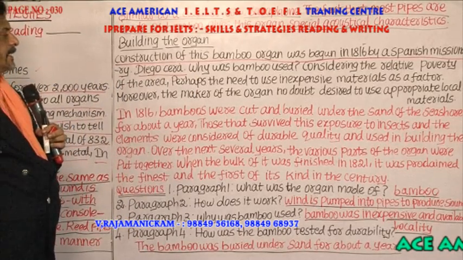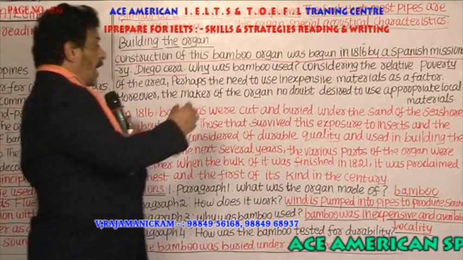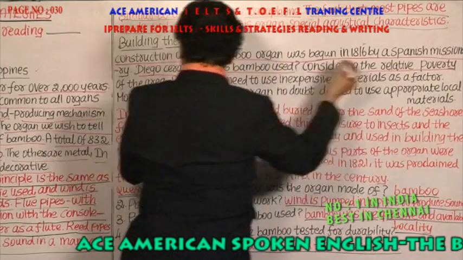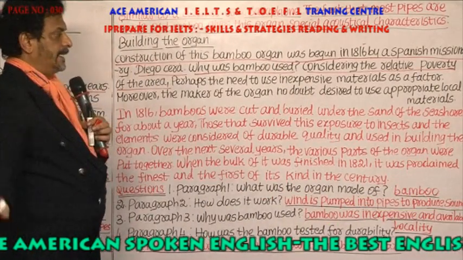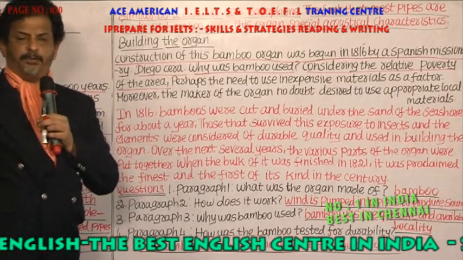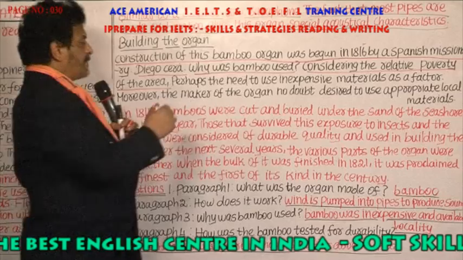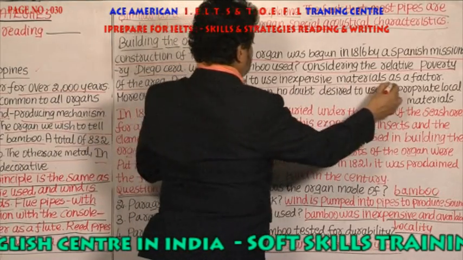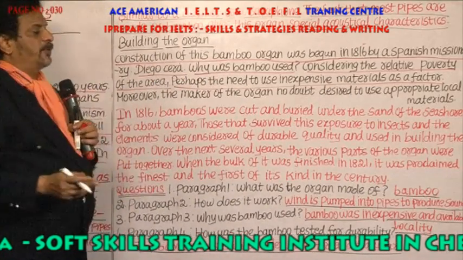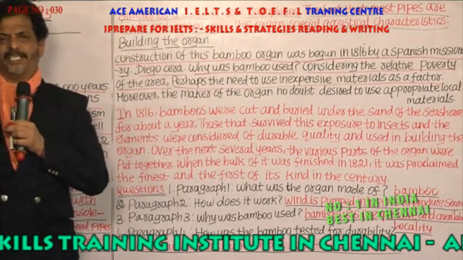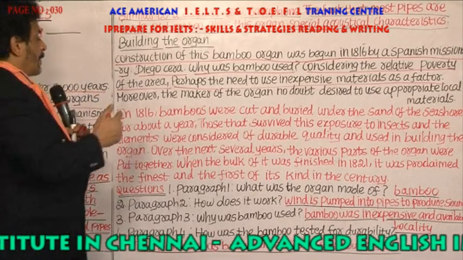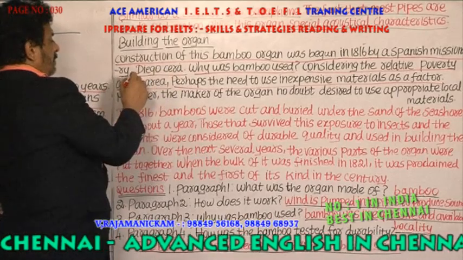Why was bamboo used? Considering the relative poverty of the area, that particular area in the Philippines, the Spanish mission came there and found the people in a state of poverty. So, perhaps the need to use inexpensive materials was a factor. They wanted some inexpensive, costless material to make musical instruments. So, the Spanish missionary, what's his name? Diego Serra. He was the person who founded it.